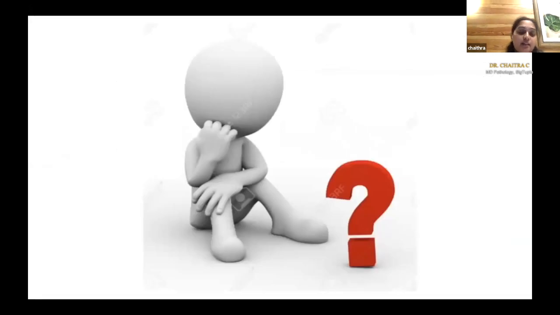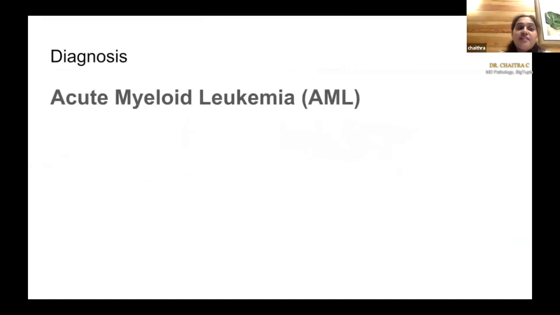So with the leukocytosis, 39% blasts with virtual evidence of Auer rods, and thrombocytopenia, any guesses with the diagnosis? So we gave a diagnosis of acute myeloid leukemia.